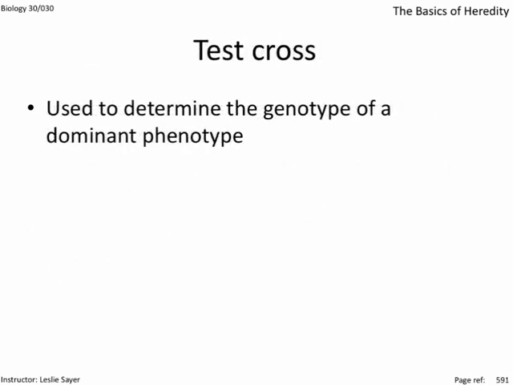A test cross is used to determine the genotype of a dominant phenotype. Since the heterozygous genotype has the same phenotype as a homozygous dominant, it's difficult to tell them apart. Black sheep have coarser wool than white sheep. It is preferable to have white sheep.